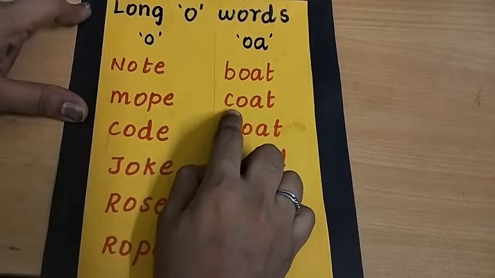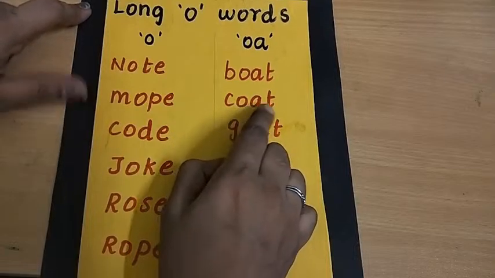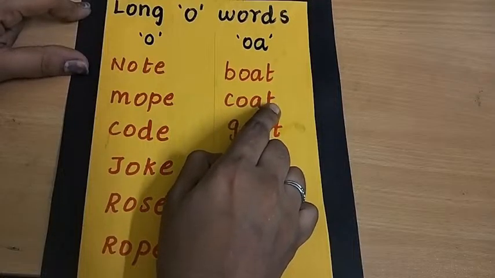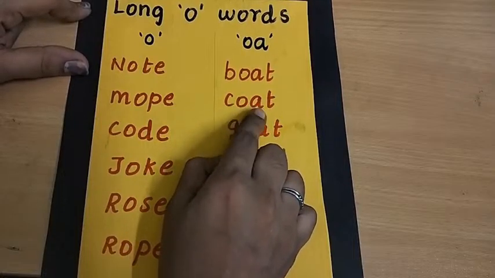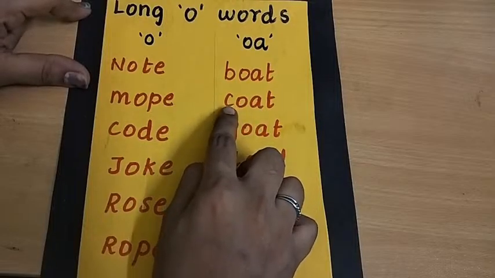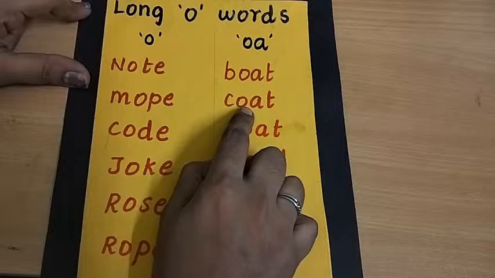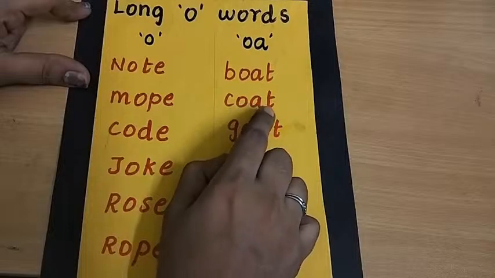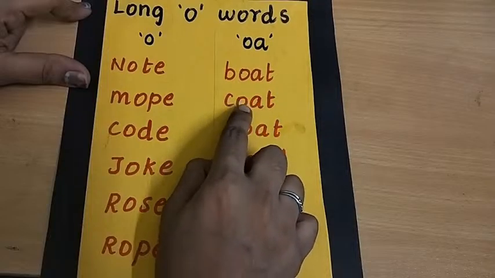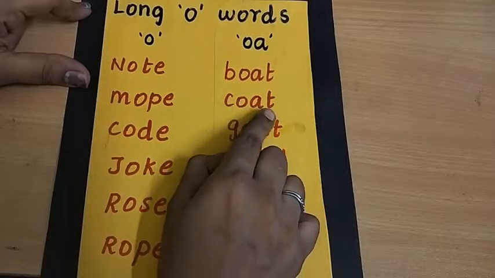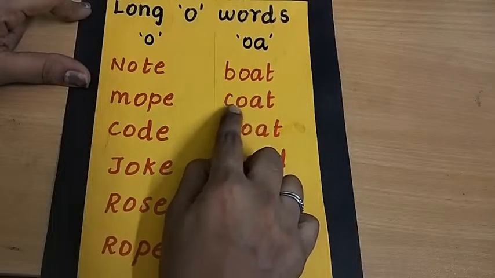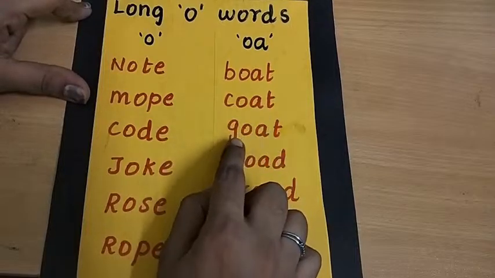The second word, COAT. In this case also you have OA next to each other. So the sound of C is K. O takes its actual sound longer, that is O. Next the sound of T is T. So K, O, T. Coat. K, O, T. Coat.